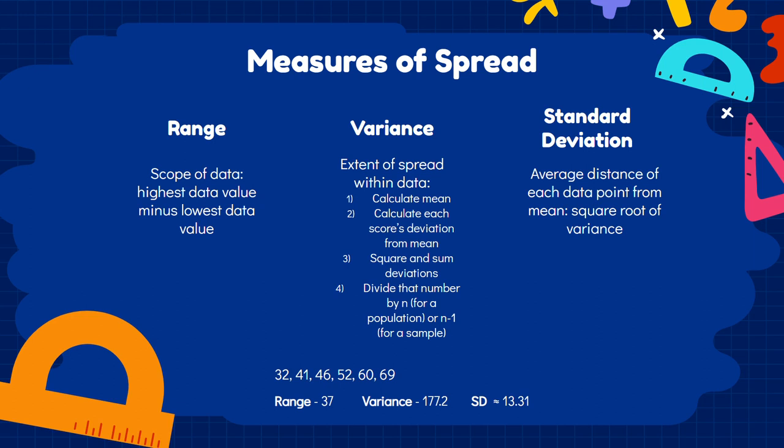So these 3 things are big measures of spread, right? Range, variance, and standard deviation. So range is like the scope of data, right? At the bottom, you have these 6 data values, right? Let's say you're talking about the age of lions in a safari, right?